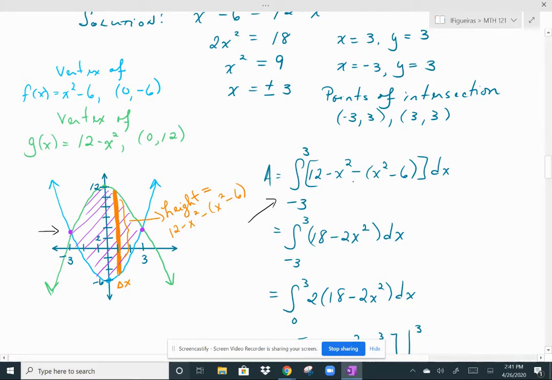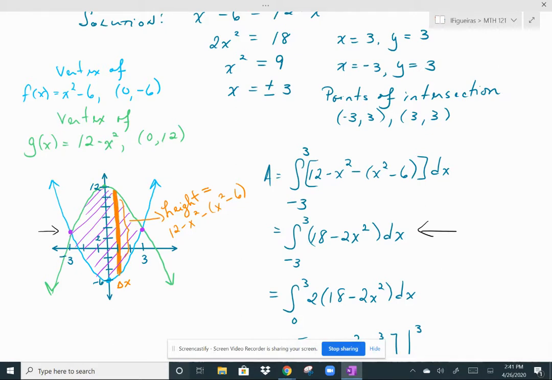So be careful here because that minus belongs to the whole thing, so you have to distribute it. All right, so when I do the algebra for that integrand, there are some like terms. So you end up with this integral, the integral from negative 3 to 3 of 18 minus 2x squared.